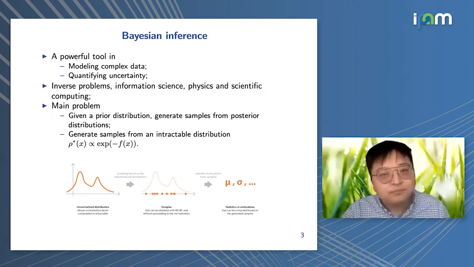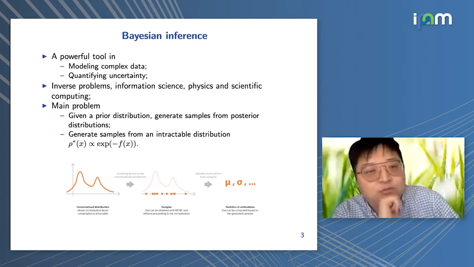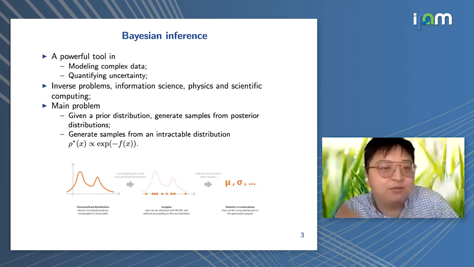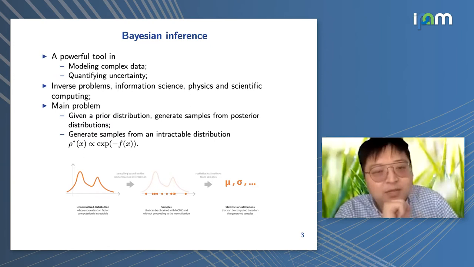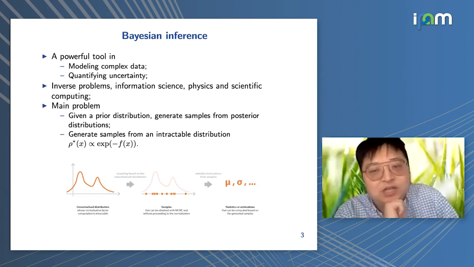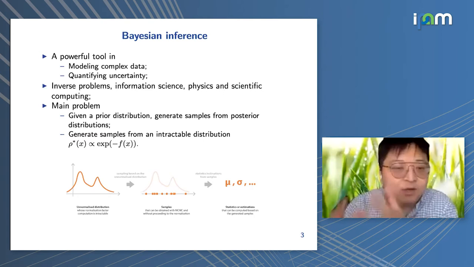Now, what is Bayesian inference? It is a very, very powerful tool in modeling complex data and quantifying uncertainties, in many areas like inverse problems, information science, physics, and so on. So at the beginning of the talk, we talk a lot about applications to Bayesian sampling or Bayesian inference problems. Here, the main problem is as follows. Given a prior distribution, we want to generate samples from a posterior distribution. Basically, I want to sample from rho star, which is given by e to the negative f.